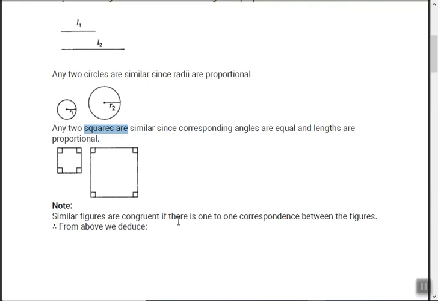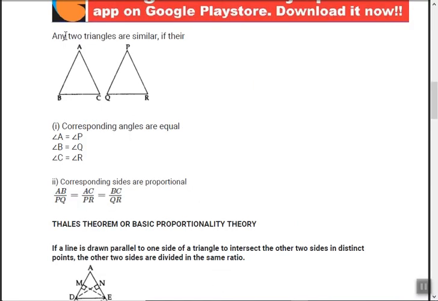Similar figures are congruent if there is a one-to-one correspondence between the figures. One-to-one means this is similar to this, this angle is similar to this angle. Match 1:1. So now we can say any two triangles are similar if, first thinking of angles, the angles are congruent: angle A congruent to P, B congruent to Q, C congruent to R. And corresponding sides are proportional, meaning AB upon PQ equals AC upon PR equals BC upon QR. This is the correspondence, meaning proportional. The ratios are equal, they are not the same.